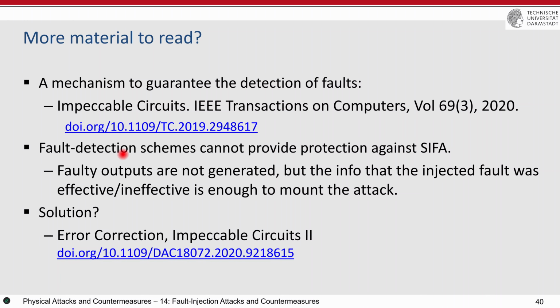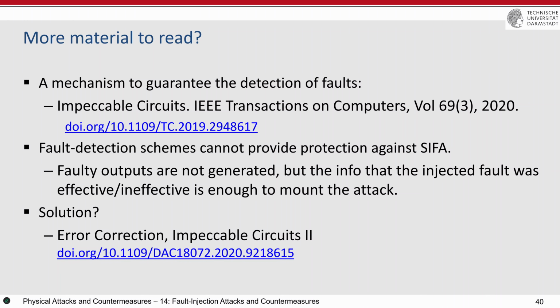This is something that I explained. Fault detection schemes cannot provide protection against CIFA. One solution to that is error correction. This is another version of impeccable circuits, impeccable circuits 2, on how to integrate error correcting codes inside the hardware circuits to provide security.